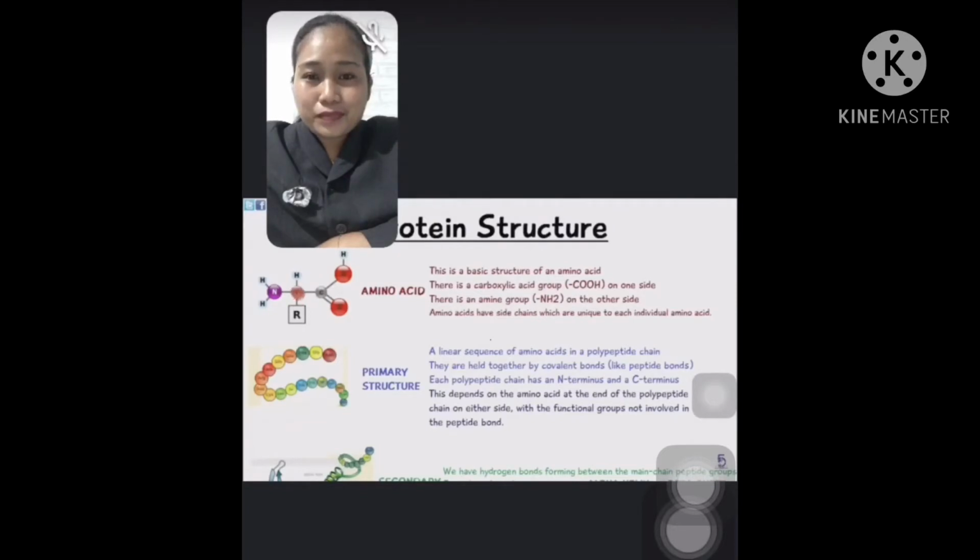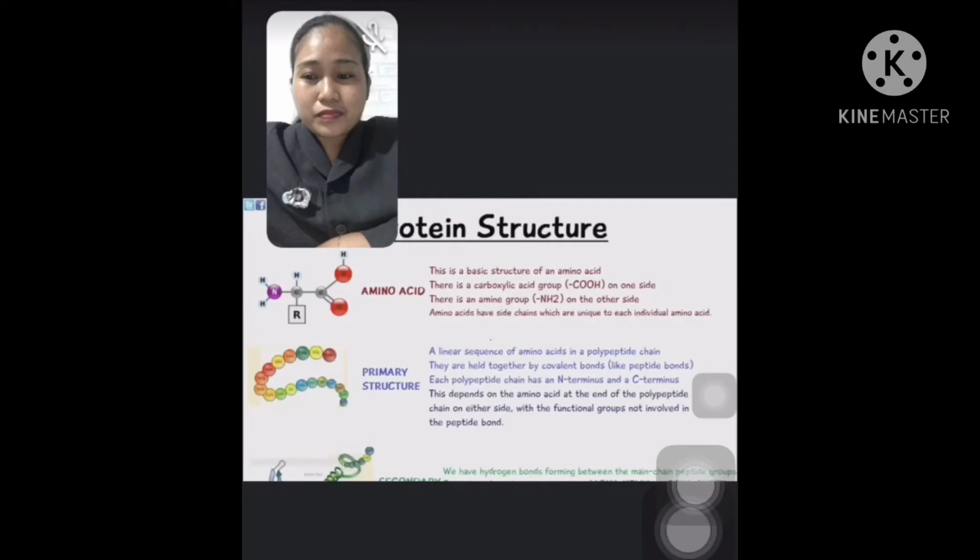So you can see we have a carbon chain with a carboxylic acid group on one side and an amine group on the other. So the carboxylic acid group is this carbon with a double bond to oxygen and then another oxygen with a hydrogen attached to the oxygen. And we have an amine group which is a nitrogen attached to two hydrogens. So what makes amino acids unique to each other is this residual group which we have on this side chain, and this will vary amongst different amino acids.